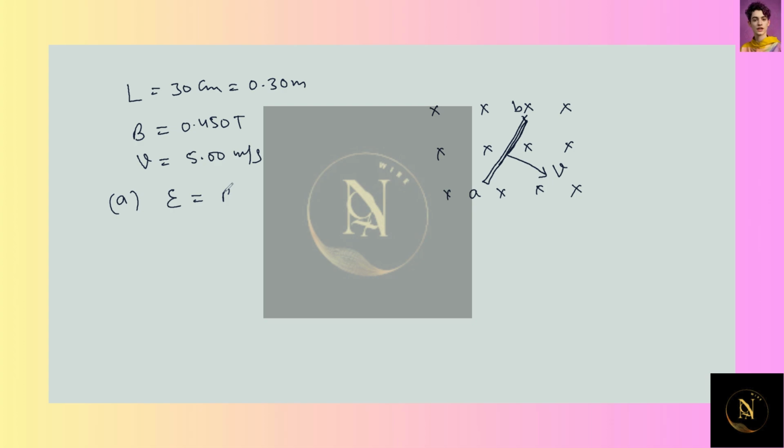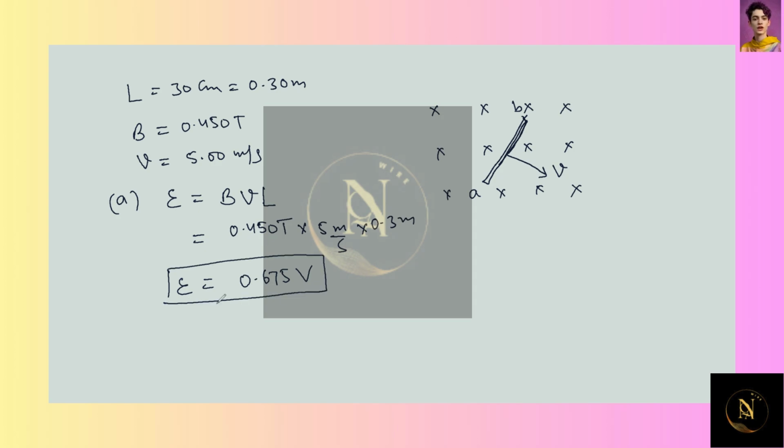So that will be given by the product of magnetic field B, speed V, and the length L. And when we put these values, for the magnetic field this is 0.450 Tesla, for the speed this is 5 meter per second, and for the length this is 0.3 meter. So all these things multiplied give us 0.675 volt. This is the potential difference or EMF induced across the ends of this rod. This is the answer for the first part.